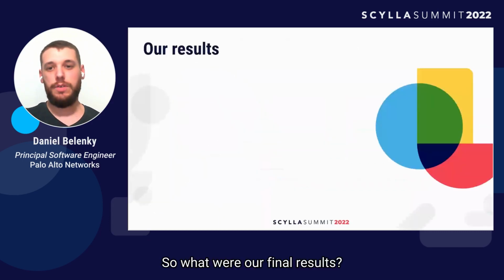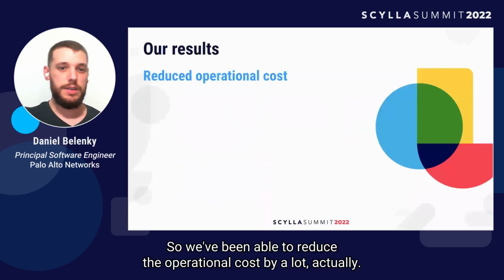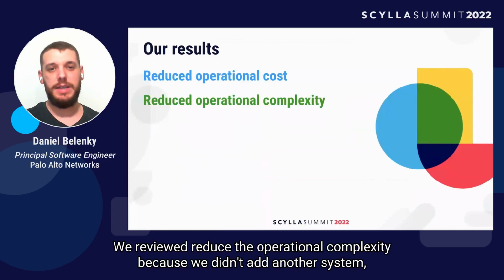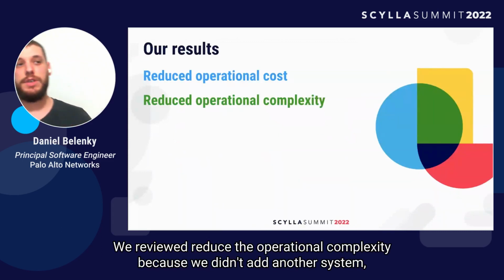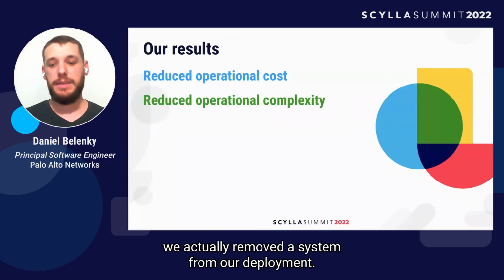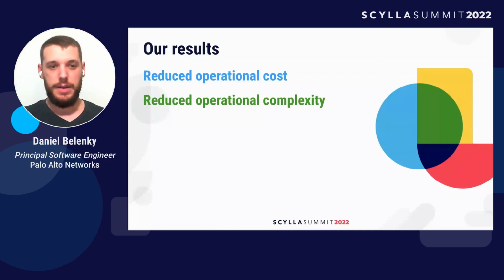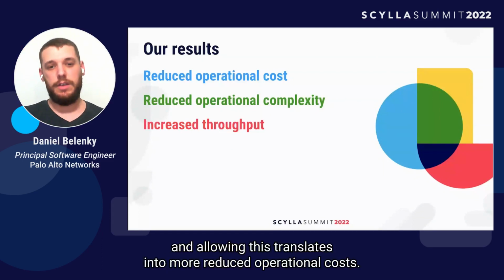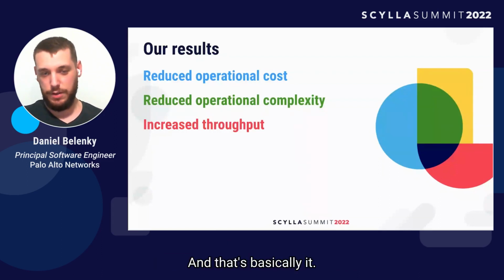So what were our final results? We've been able to reduce the operational cost by a lot, actually. We reduced the operational complexity because we didn't add another system. We actually removed a system from our deployment. And we've been able to improve our performance, which translates into even more reduced operational costs. So that's basically it.